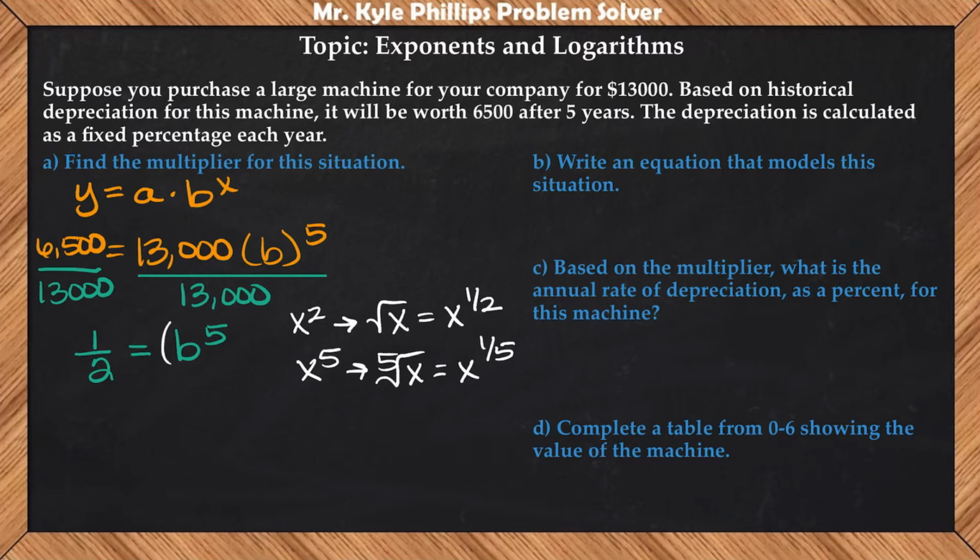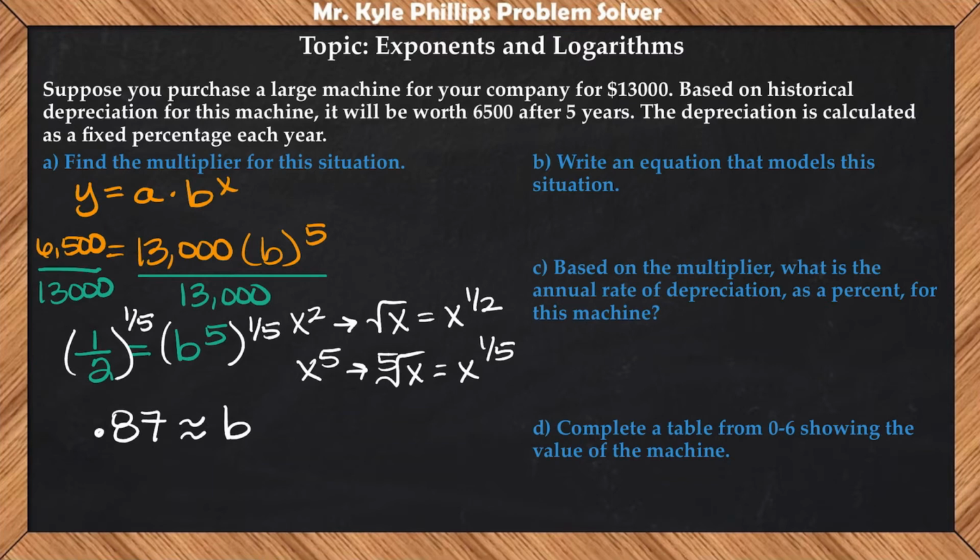So that's what we'll do to eliminate b to the 5th. Here we could raise this to the 1/5 power, and whatever we do to one side of the equation, we must do to the other. So we'll take 1/2, and we'll also raise it to the 1/5 power. Now, on our calculator, when we say 1/2 raised to the 1/5, we get approximately 0.87. So this is going to be our multiplier. This is our b.